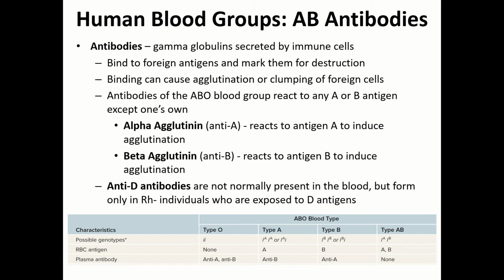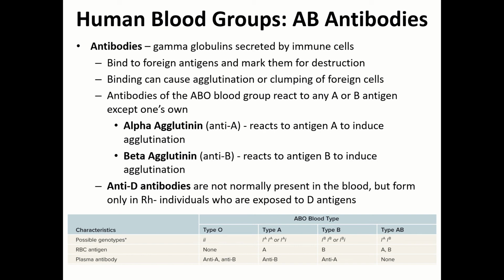So to define this, an antibody is a gamma globulin, and that's going to be secreted by immune cells. The goal of an antibody, as it says here, is to bind to foreign antigens. This is any foreign antigen on any cell, and mark them for destruction. This is not a good thing. Anytime an antibody binds to something, as it says here, it can cause clumping, or what we know of as agglutination of these foreign cells.